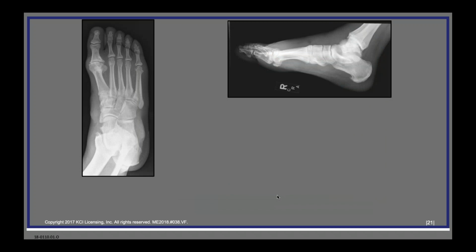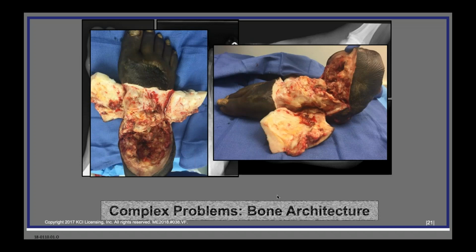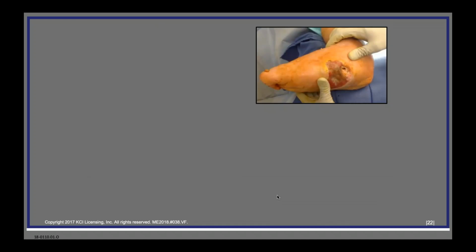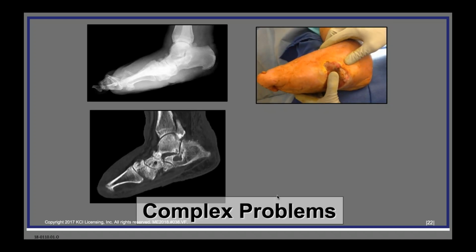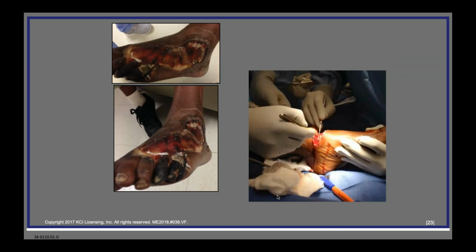X-rays. If you look at the bony architecture, which is also something that makes things complicated, if you wait a week on a patient like this, you can see significant disintegration across the midfoot. This is classic Charcot neuropathy. And sometimes when the bony architecture is so fragmented, it's not salvageable. When you have overlying soft tissue infection with underlying bone infection, this is a complicated problem as well. And again, this is not something that we can salvage.